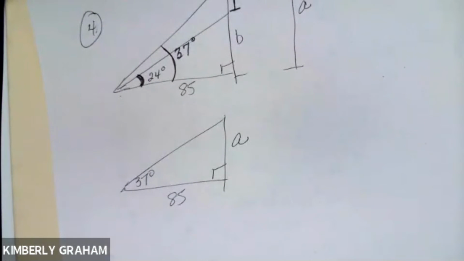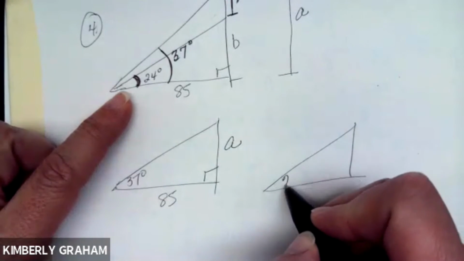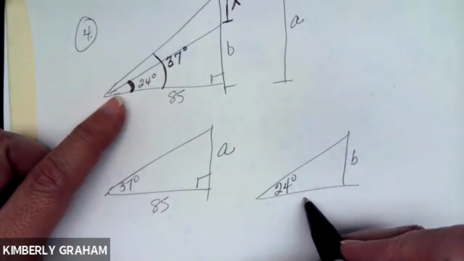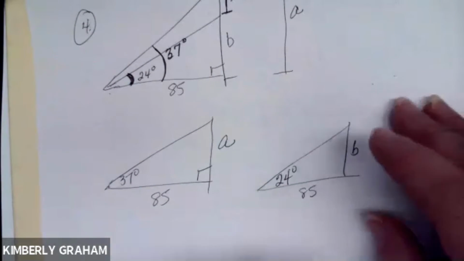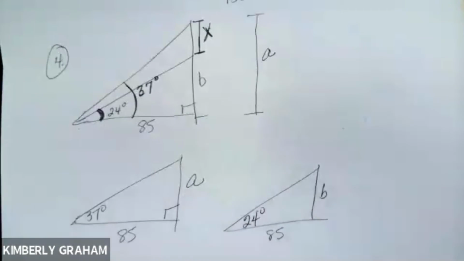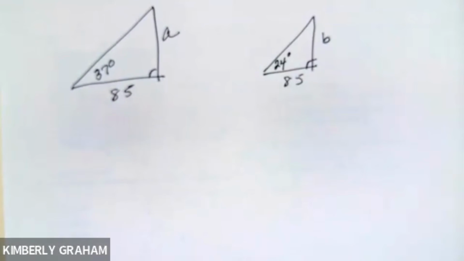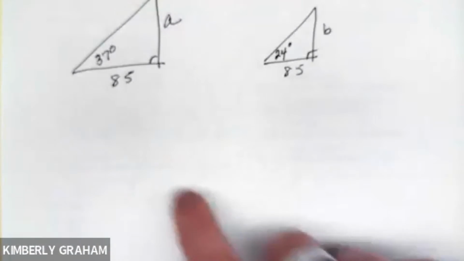Right, so I can use tangent in order to get me A. And then if I look at this smaller triangle that has an acute angle down here of 24 degrees, then I can use the tangent there to get the value of B. So I know A, I know B, I can subtract that to get the value of X. Does everybody understand that this bigger angle here is 37, this whole big triangle is 37 degrees?